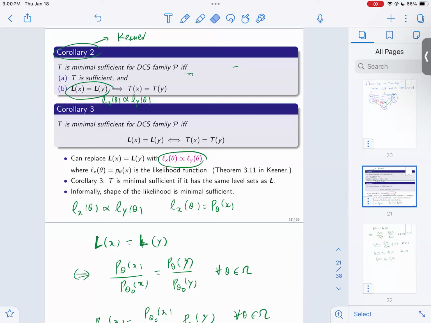So let's work with this Corollary 2. We want to say that T is minimal sufficient. In order to show that, I'm going to have to say that T is sufficient, which is really by definition. And then I'm going to assume that the likelihood is proportional for two data points, X and Y, and then I'm going to assume that T of X is equal to T of Y.